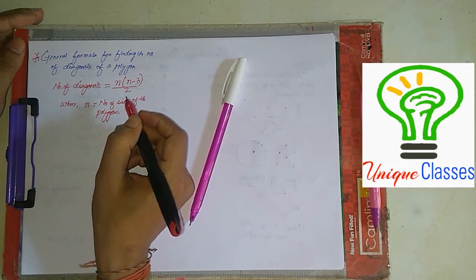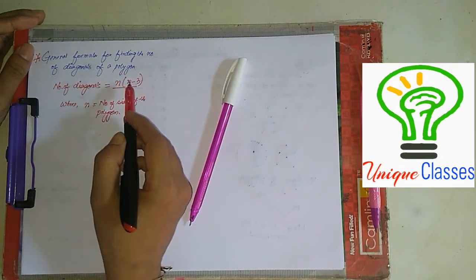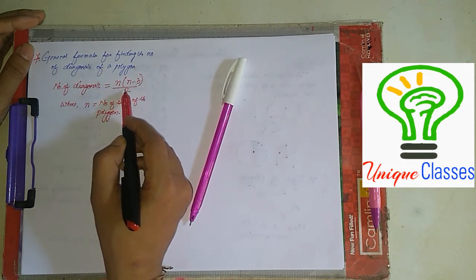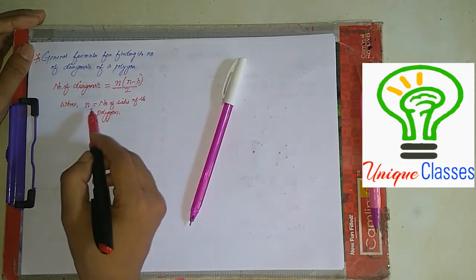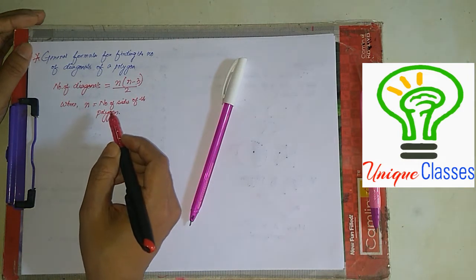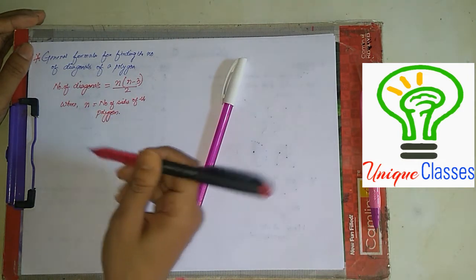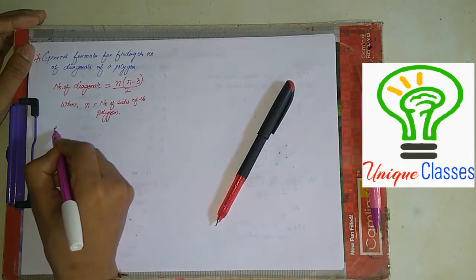Fine. Now this is a general formula for finding the number of diagonals of a polygon. What is the formula? N into n minus 3 by 2. N minus 3 will remain in the bracket, where n is the number of sides of the polygon. Now let us use this formula to find the number of diagonals of a pentagon.